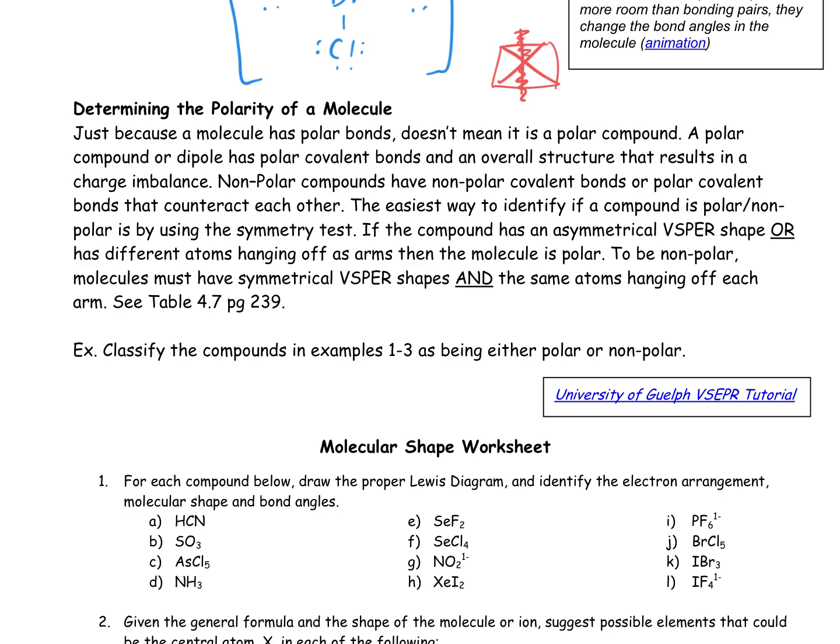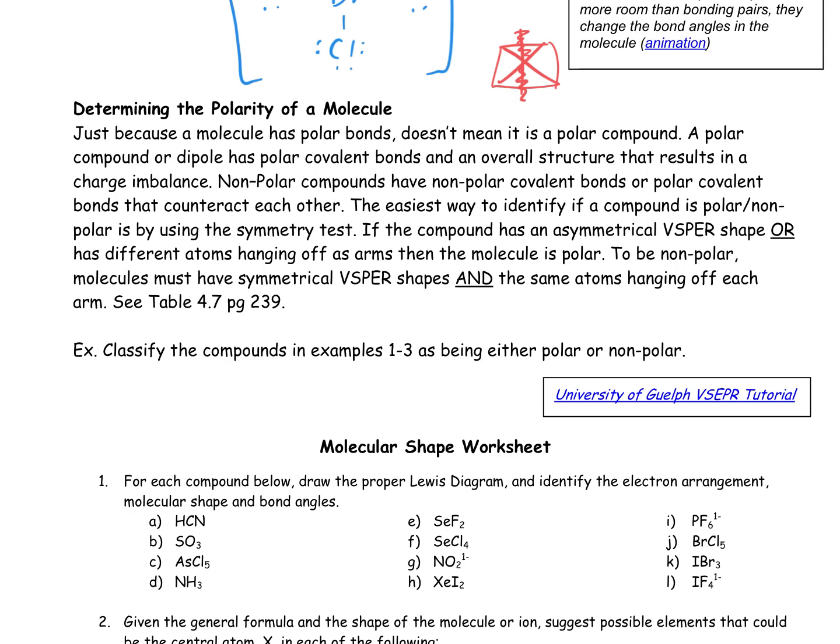The definition of a polar compound is that your overall structure has a charge imbalance. So you have unequal electrons somewhere over your whole entire structure, not just individually in between two atoms in a polar bond. The definition of a nonpolar molecule is you have equal distribution of charges or electrons on your structure.